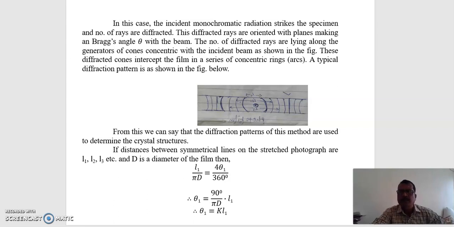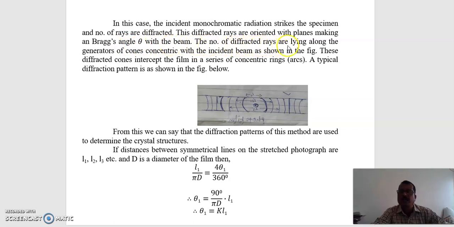Hello friends, in the last lecture we have seen the powder method to determine the crystalline structure of a given powder, or when a sample is present in small-sized crystals. We've seen the diffraction pattern of the powder method of a given sample. In this case, the incident monochromatic radiation strikes the specimen and a number of rays are diffracted. These diffracted rays are oriented with planes making an angle theta with the beam.